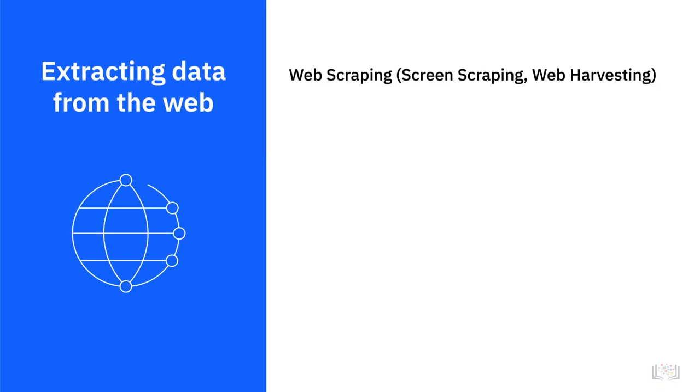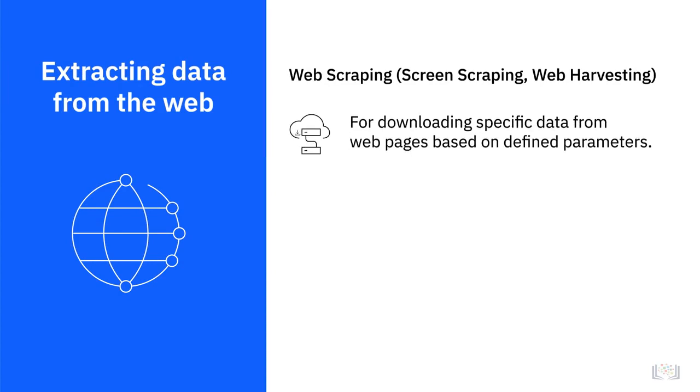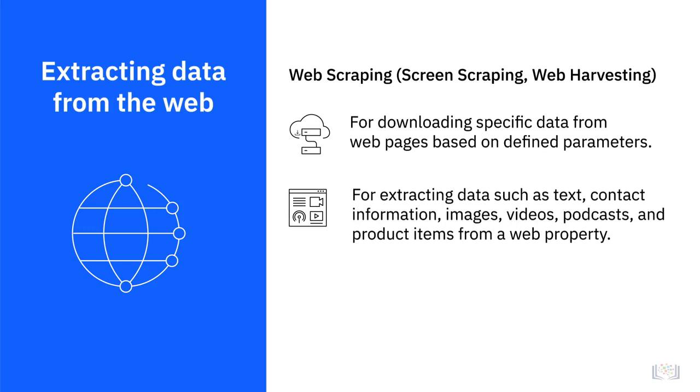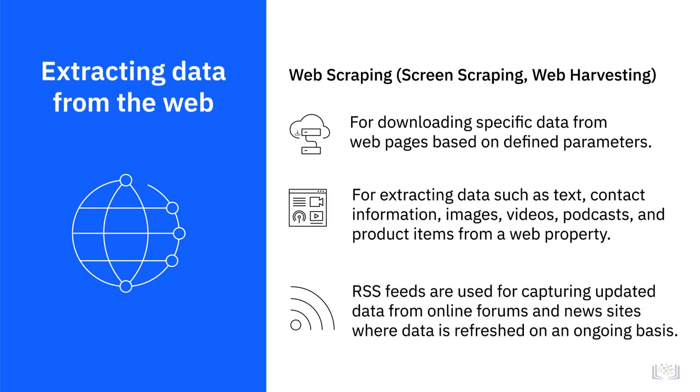Web scraping, also known as screen scraping or web harvesting, is used for downloading specific data from web pages based on defined parameters. Among other things, web scraping is used to extract data such as text, contact information, images, videos, podcasts, and product items from a web property. RSS feeds are another source typically used for capturing updated data from online forums and news sites, where data is refreshed on an ongoing basis.